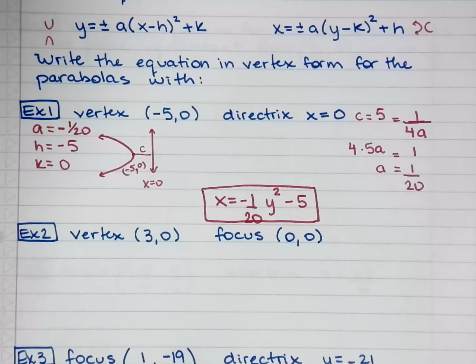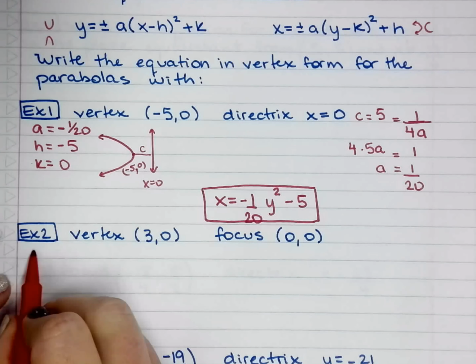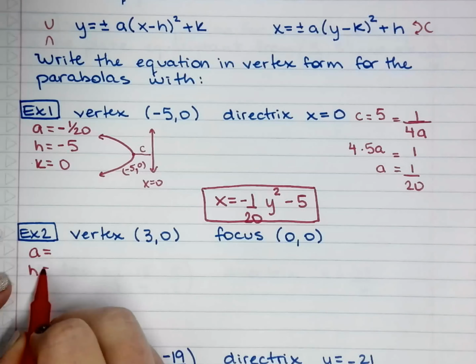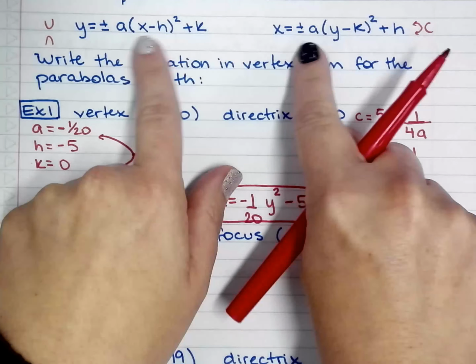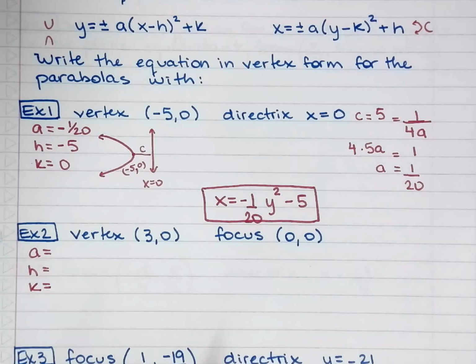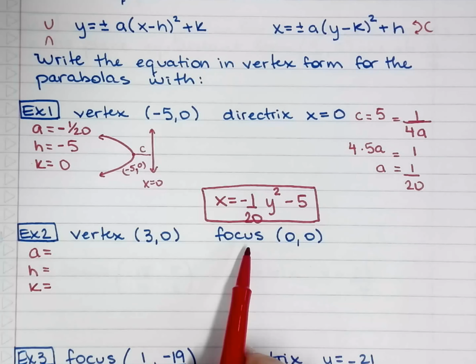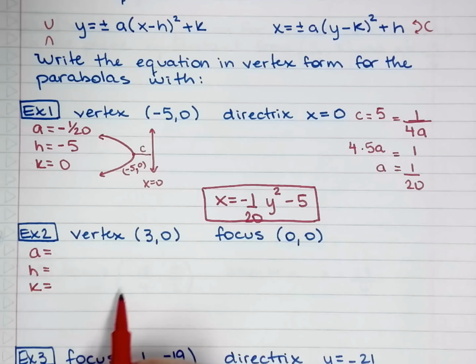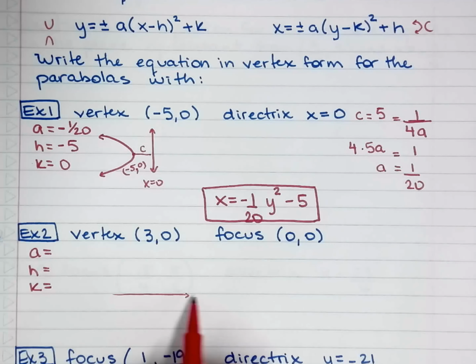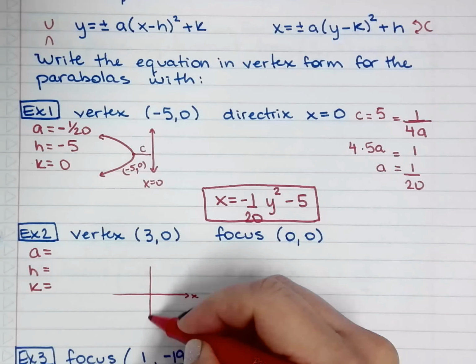Now this one, I have the vertex and the focus. I still need A, H, and K because you're going to need that for either form. Focus is a point. Vertex is a point. So I need to think a little bit harder on this one. So focus right there is 0, 0. This is my x-axis. This is my y-axis.